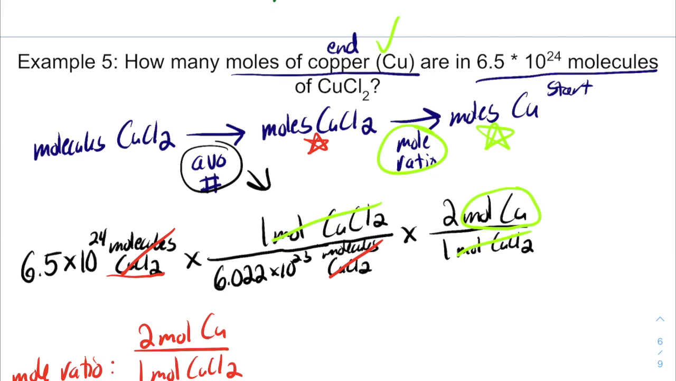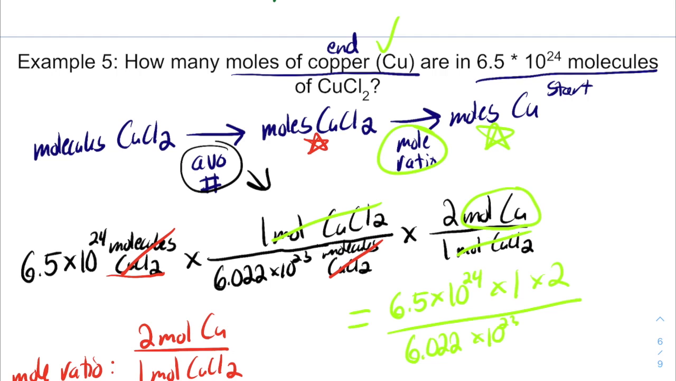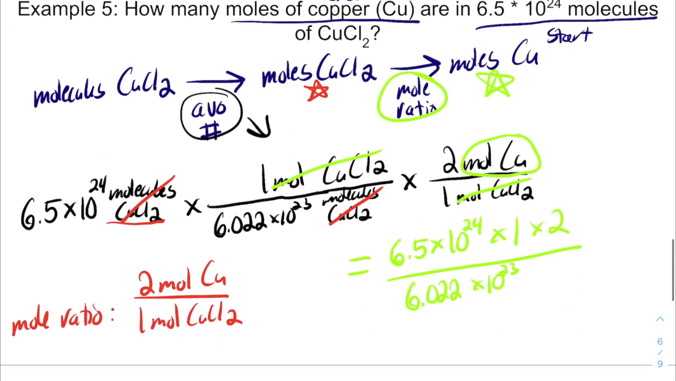And then to finish this problem out, I would just multiply everything on the top times 1 times 2, divide by everything on the bottom. Again, I'm not super concerned with you being able to actually put this in your calculator or whatever. I know that you can all do that. And then our final unit would just be moles of copper.